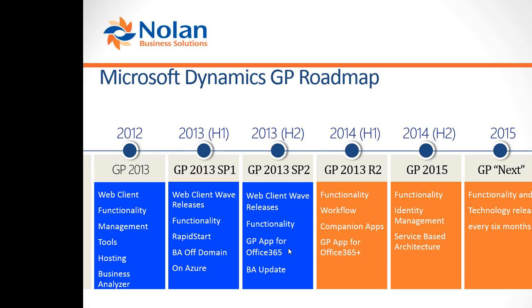And with SP2, they brought out GP app for Office 365. GP2013 R2, they brought out more functionality, and they've also introduced some workflow into the system. At the moment in GP2013 R2, the workflow is fairly limited, but it's the start of introducing that in total to the whole system, whereby you can do approvals and email documents around based on the workflow.